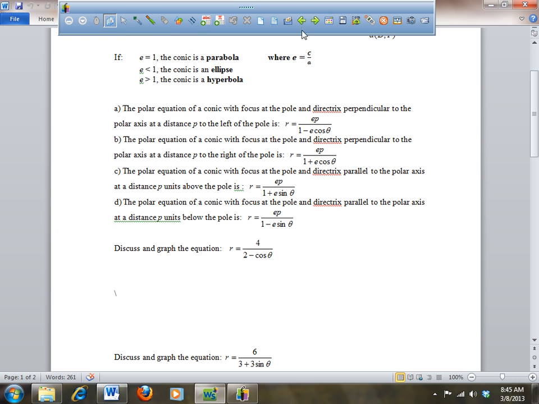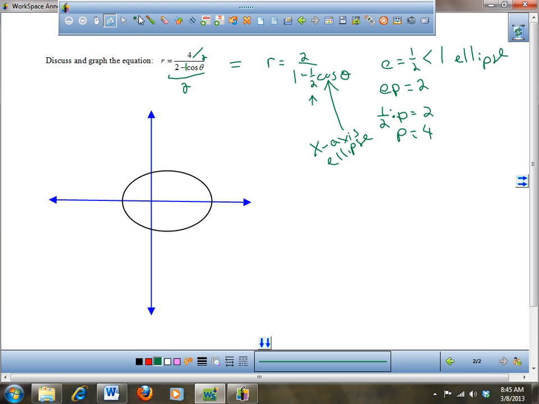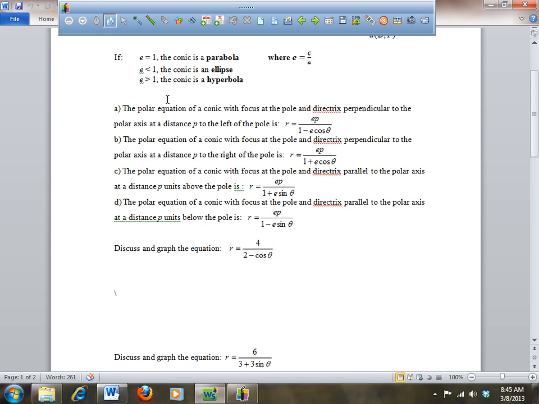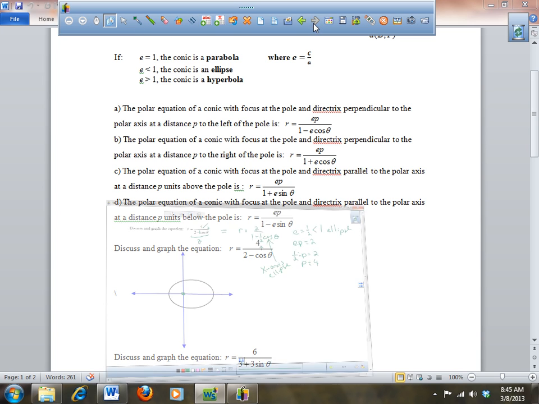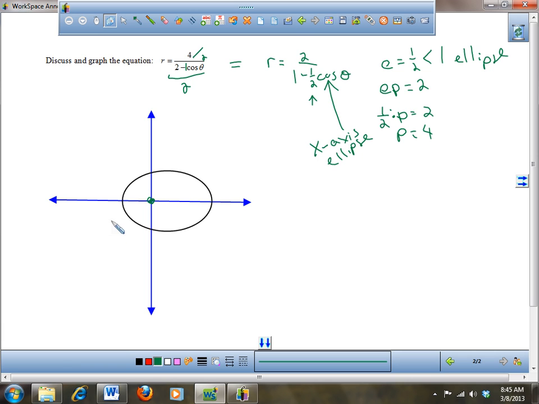So what that means is, because it's being generated from there, the focus is at the pole. And with an ellipse, going back again, it says the polar equation of a conic with focus at the pole, directrix perpendicular to the polar axis at a distance p to the left of the pole. In other words, I thought only a parabola was happening. Yeah, I know, but this polar definition applies to ellipses and hyperbolas too, they also have a directrix, okay?